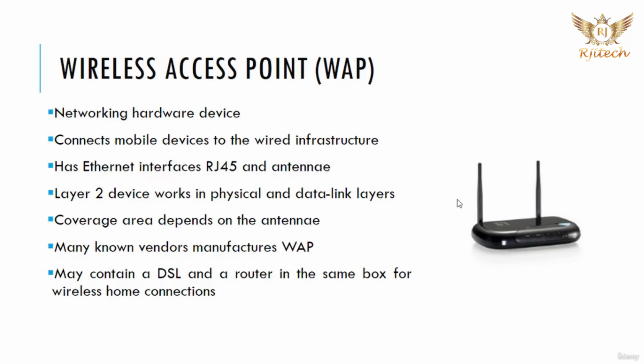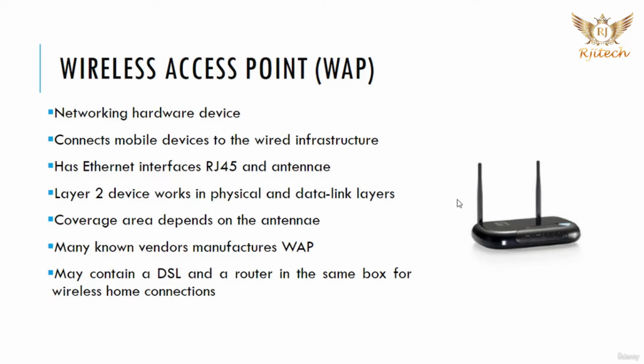From one side, it is connected to the registered jack 45, and on the other side it is connected to an antenna. This antenna is used for wireless communication, and the RJ45 is used as an Ethernet interface for the wired infrastructure. So it provides the interface between the wired infrastructure and the wireless network through the antenna and the RJ45 existing in the same device. The access point is a layer 2 device. It works in the physical and data link layers.